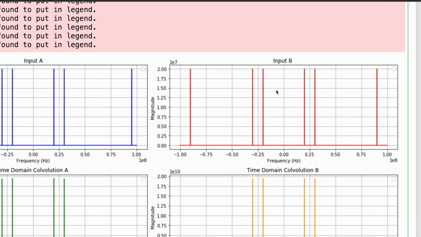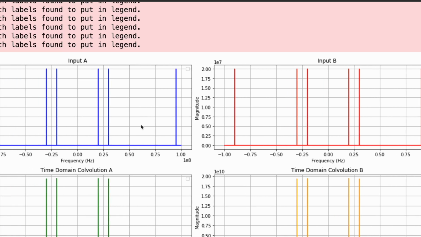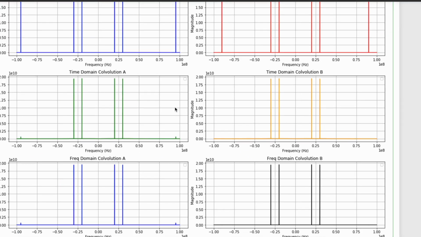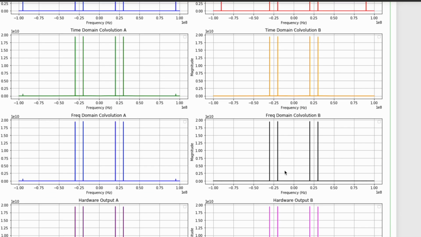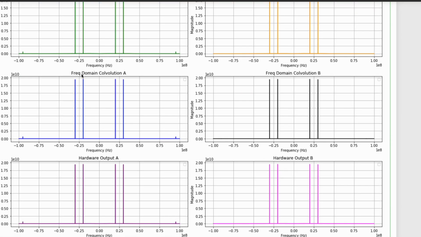Again, we have one peak at 20, one at 30 and one at 90 over here in input B, and 95 in input A. The time domain convolution has attenuated the 90 and the 95, while it has preserved 20 and 30 megahertz. Same goes for the time domain convolution result for signal B. 20 and 30 have been preserved, 90 has been attenuated. Same is the case for frequency domain convolution. As you can see, 20 and 30 have been preserved, 95 has been attenuated.